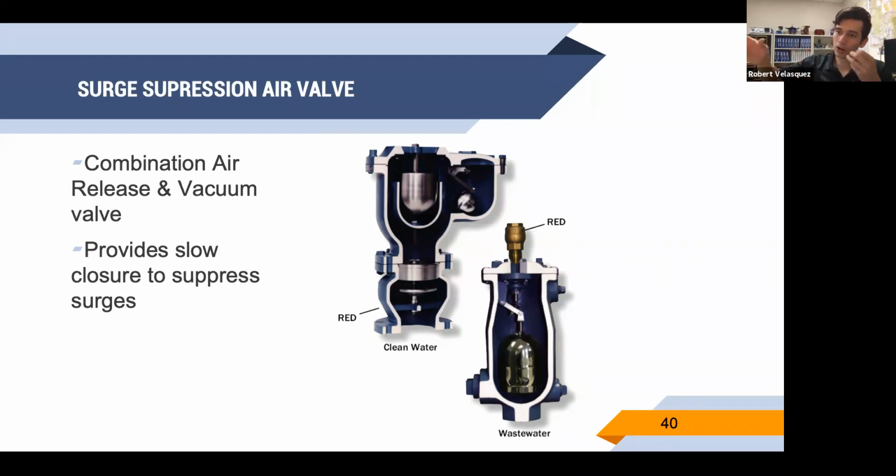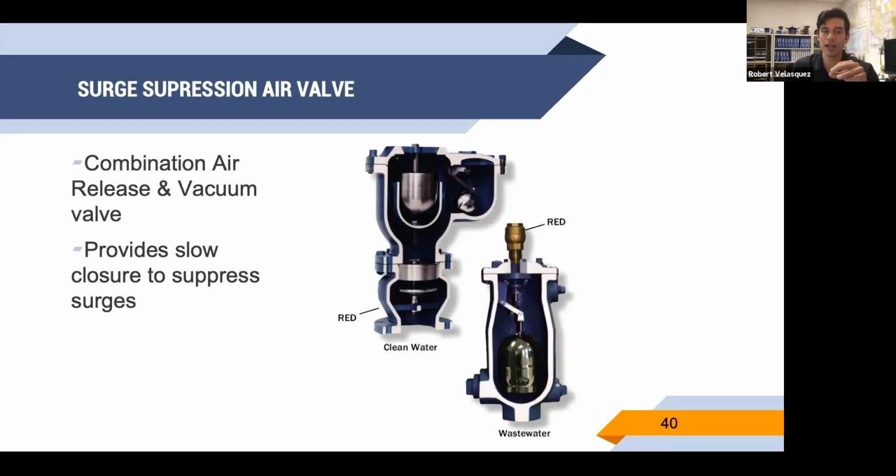When that water column starts to come back, if we just let that air out as fast as possible, there's no resistance against that water column. It's going to come back and slam and cause water hammer. We want to provide some resistance to that. We want to provide some back pressure on that, and we want to control and limit how fast air is released out of the system in surge situations. And so that's what these valves are designed to do.